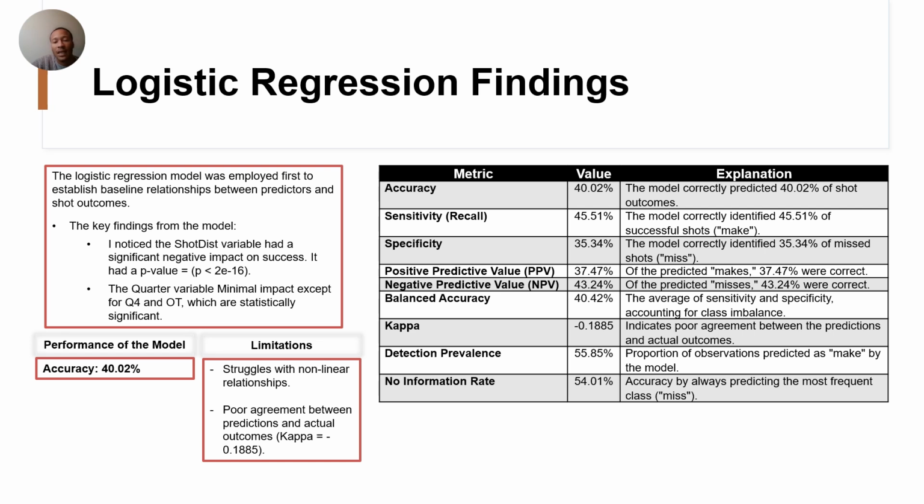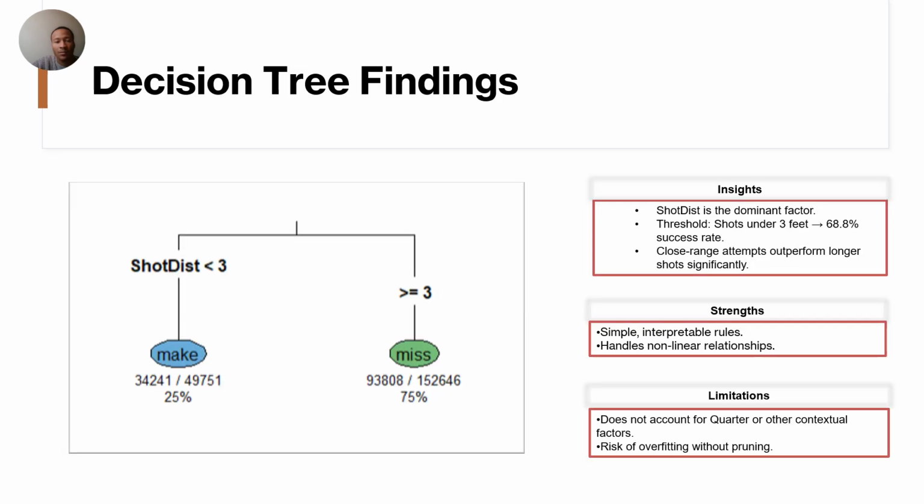In my opinion, logistic regression is straightforward and interpretable. It just struggles with nonlinear relationships. So this limitation likely is due to the poor performance and low agreement between the predictions and the actual outcomes. So, like I said, logistic regression was used as the baseline, and I don't think that this may be sufficient for capturing the complexity of the basketball shot outcomes. So, I'm going to go to the next model.